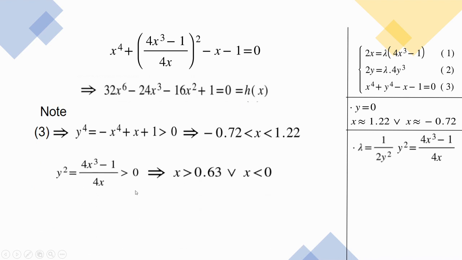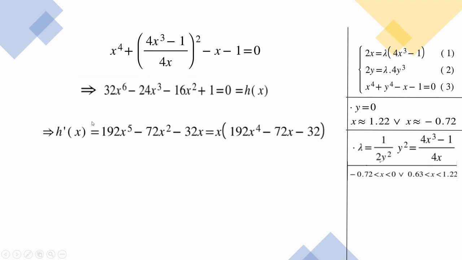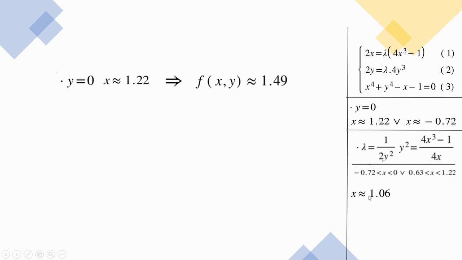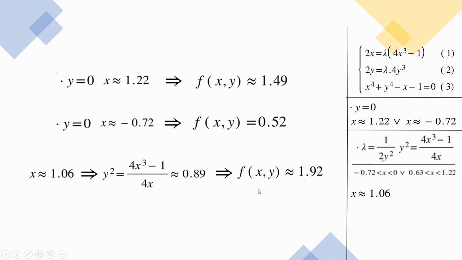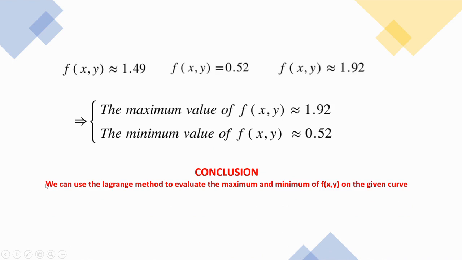So note these domains and find the derivative of h(x). Draw a table, and then h(x) equal to 0 has one solution. I'll put it here. So finally, we substitute all the stationary points we have to get these three values. So in conclusion, we can use the Lagrange method to evaluate the maximum and minimum value of f(x,y) on a given curve. These two values.